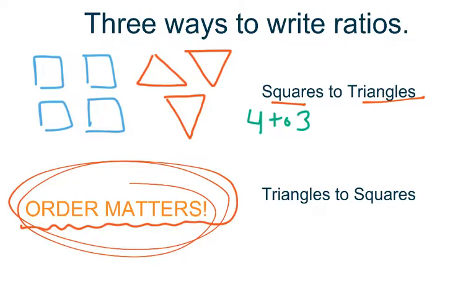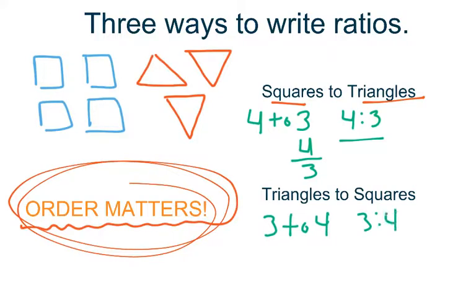The second way I can write this is using a colon, okay? But we still say the word "to," so I would read this as 4 to 3. And the last way I can write this is in kind of fraction form, 4 over 3, but still read as 4 to 3. Now, the reason order matters is because if I flip the question around and I want to know triangles to squares, you could write these same 3 formats as 3 to 4, 3:4, and 3/4.